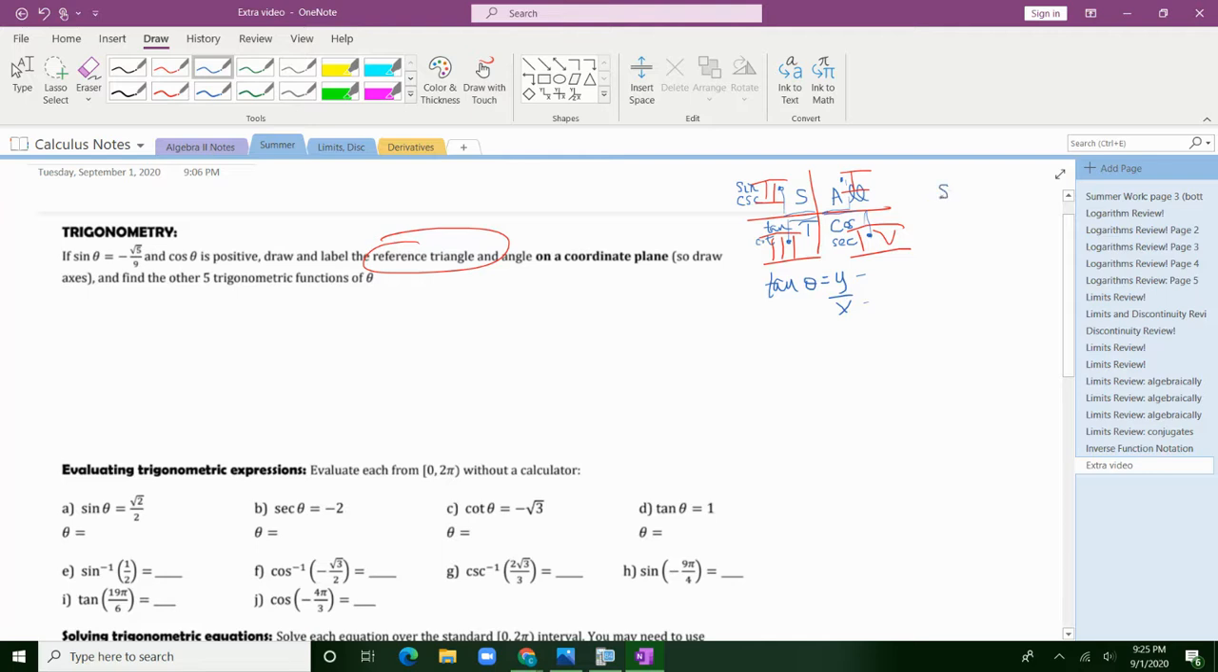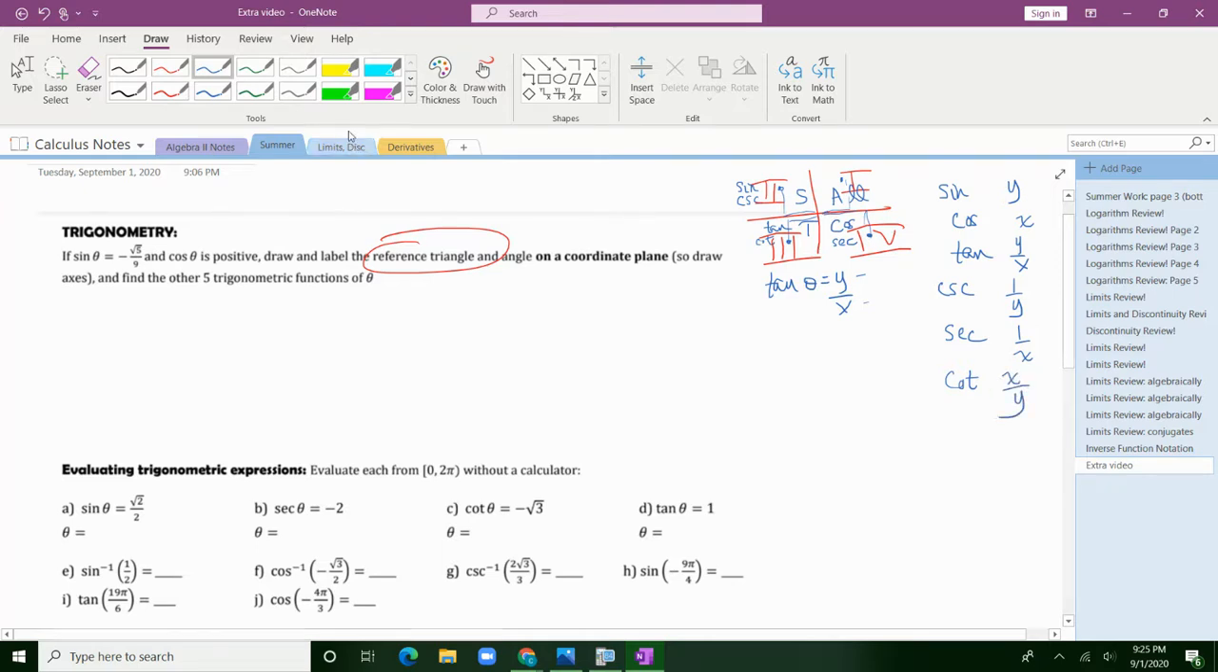So I guess we should make sure we're clear that sine is y, cosine is x, tangent is y over x, and then cosecant is the reciprocal of sine, secant is the reciprocal of cosine, and cotangent is the reciprocal of tangent. So we have sine and cosecant, cosine and secant, tangent and cotangent. So you will need to know that.